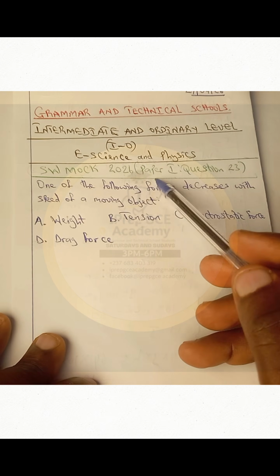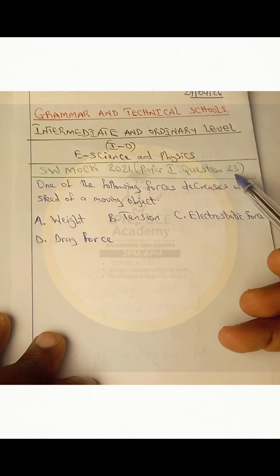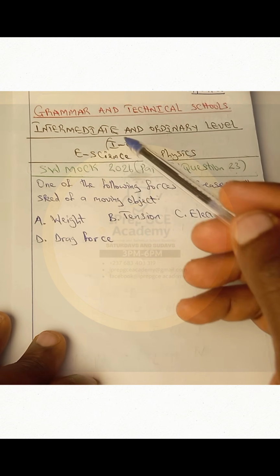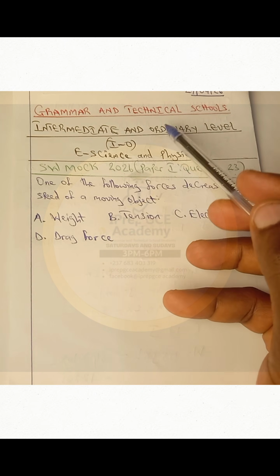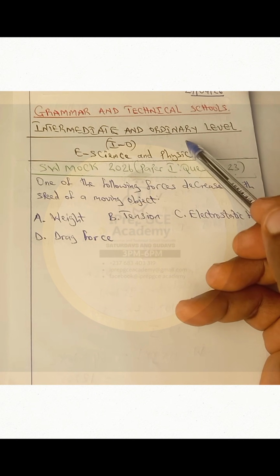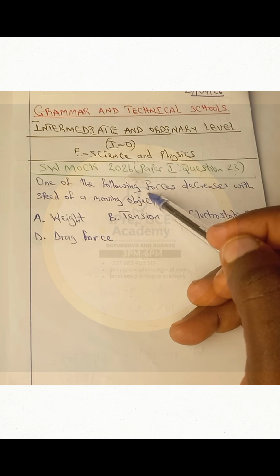Southwest Mock 2026, Paper 1. This is question 23. This is E-Science for intermediate level technical schools. Grammar school students at the ordinary level offering physics also need this question.